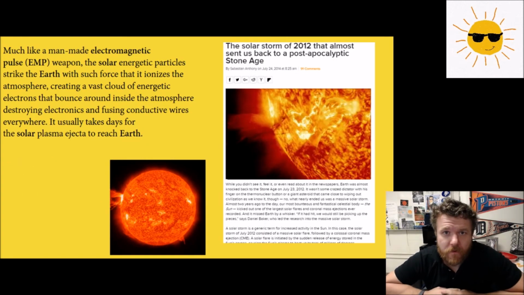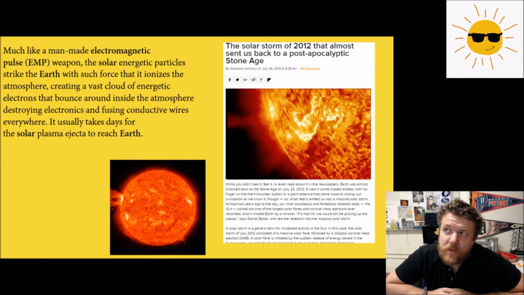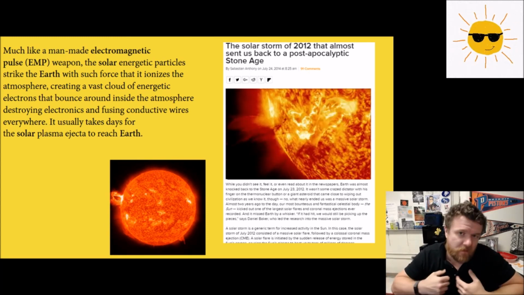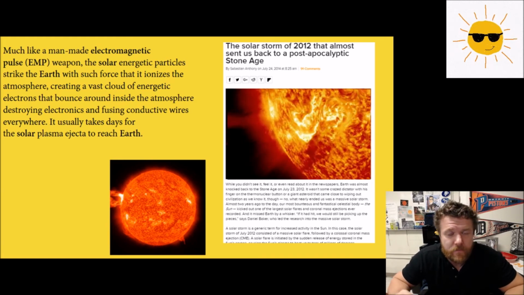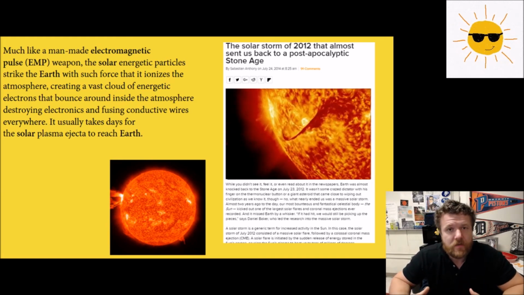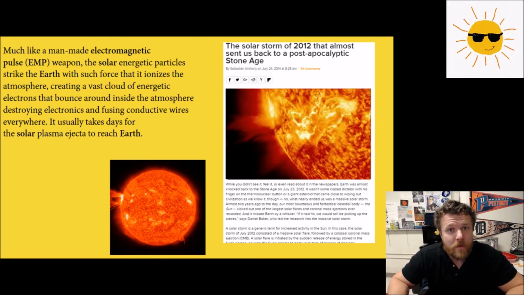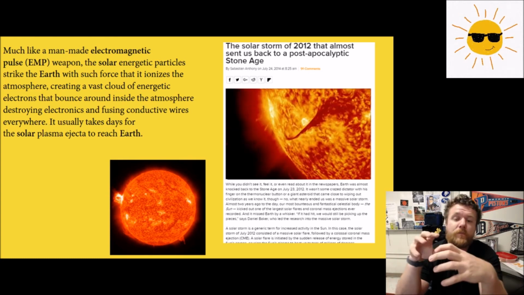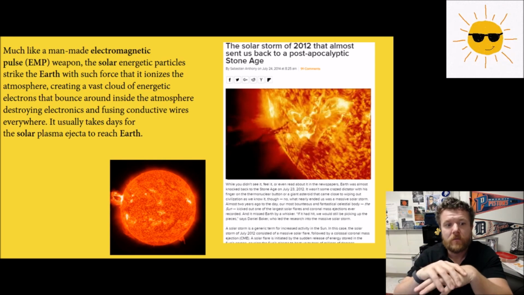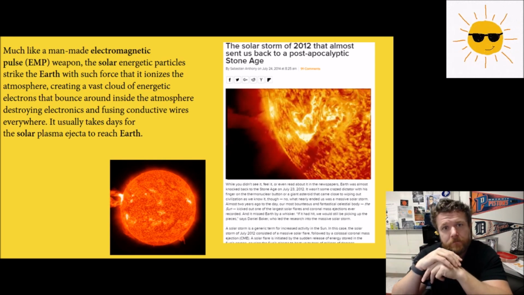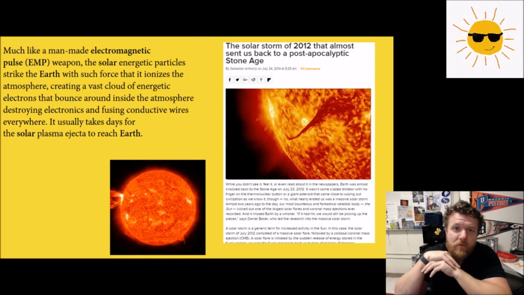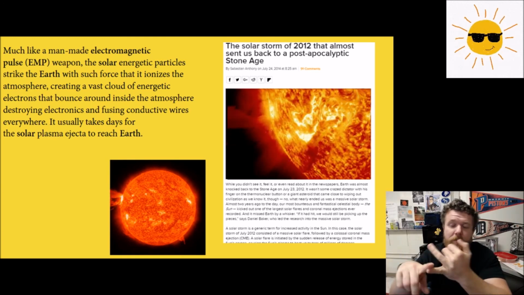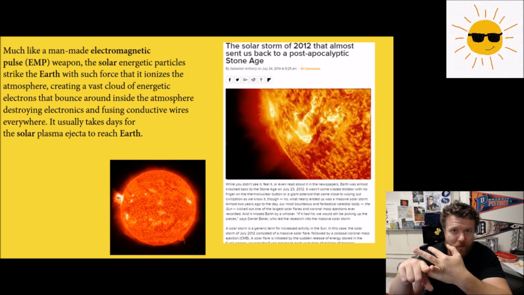Here's a fun story for you. Back in 2012, 8 years ago, there was a CME, a solar storm. The sun burped out a whole bunch of ionized particles, and it was headed straight towards Earth. Now, if a whole bunch of those ionized particles all hit Earth at the same time, all of those particles are going to start bouncing around inside of our atmosphere. When they start bouncing around inside of our atmosphere, they are going to disrupt things like communication and power grids.